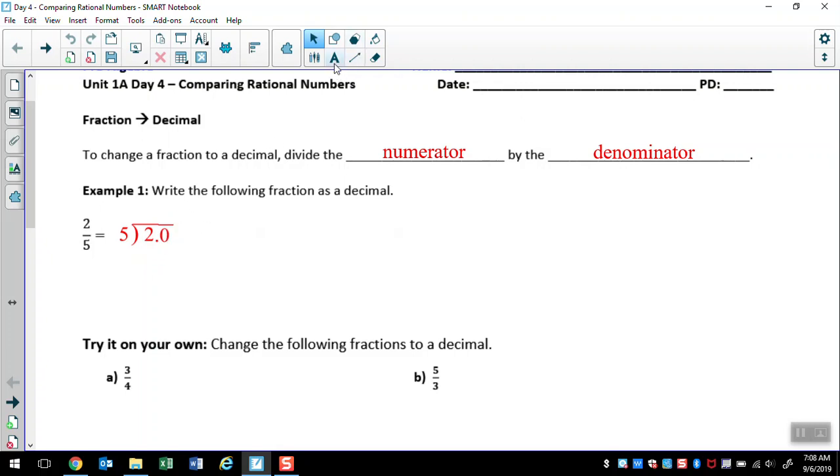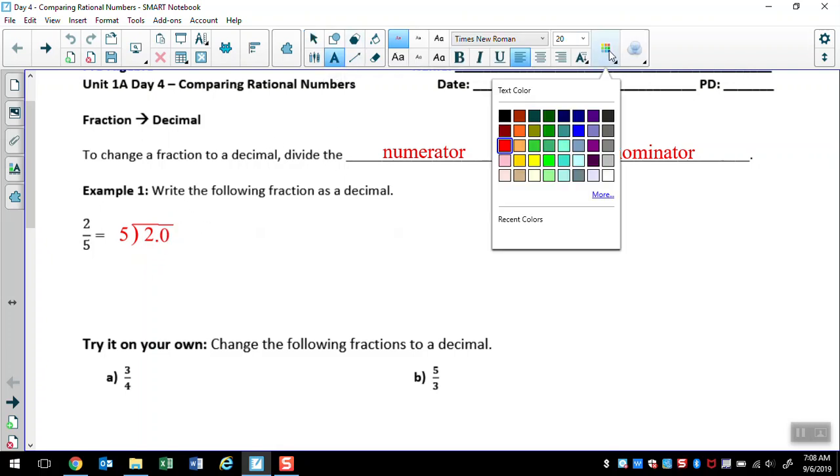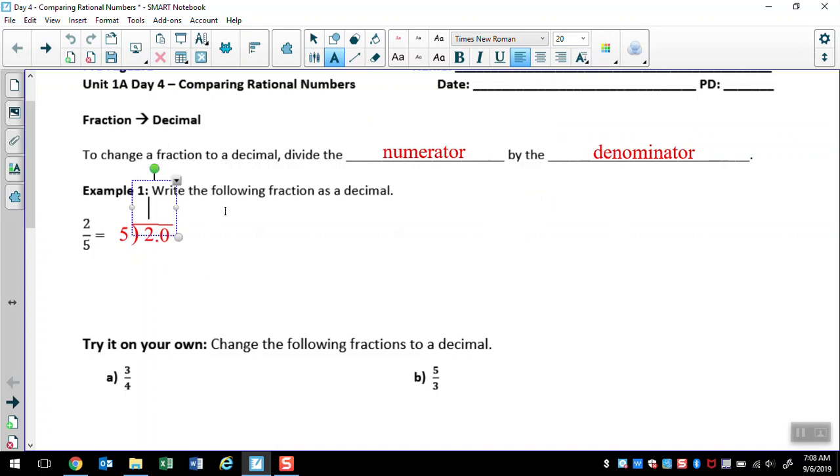I know that doesn't quite line up. Did the best I could there. So now let's do some division. How many times can 5 go into 20? Well, it can go in 4 times. So actually first we're going to say it goes into the 2 0 times. And now we're going to bring that decimal point up, and then we're going to put in that 4. So 5 goes into 2 0 times, the decimal point comes up, and now 5 goes into 20 4 times.